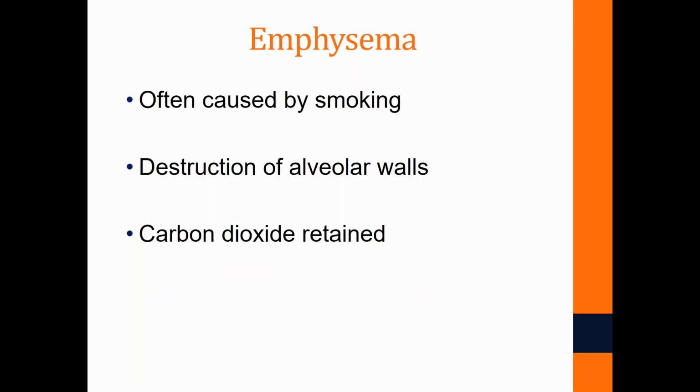Now, the most common cause of emphysema is going to be a patient who spent a lifetime inhaling superheated toxic gases through the end of a cigarette. And it will lead to the destruction of those alveolar walls. It will lead to a decreased surface area. The alveoli become destroyed and really aren't so good at doing their job anymore.